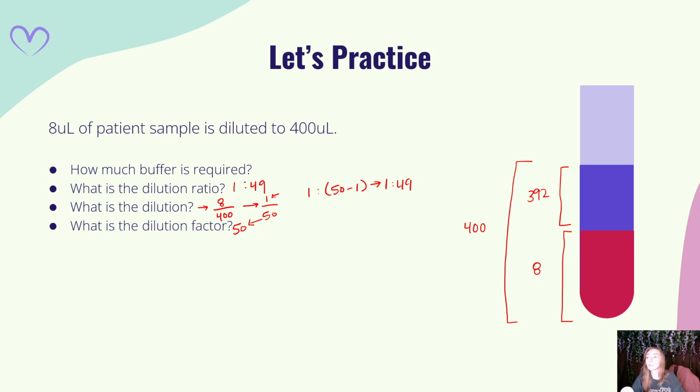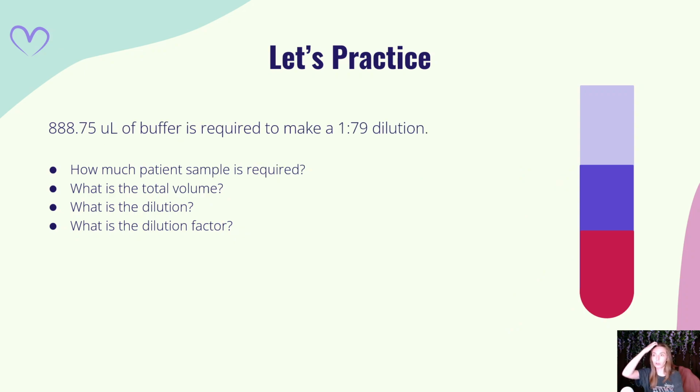How much buffer is required? Well, we already found that. It's 392 microliters. It's that easy. It's much easier when you have both volumes because you can just do all of the other math. It's a little bit more annoying when you start off with your ratios or your dilutions and then you have to back build from there. It's easier when you start with your volumes. Anyways, let's keep going. No.